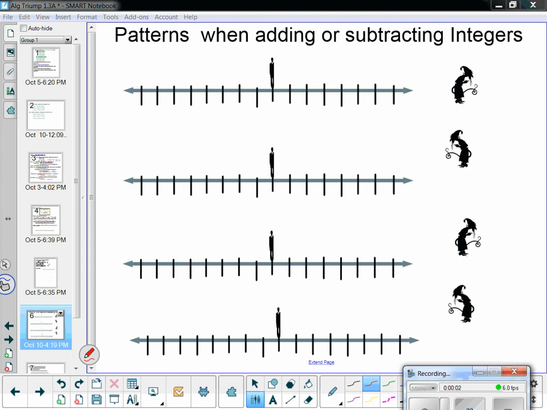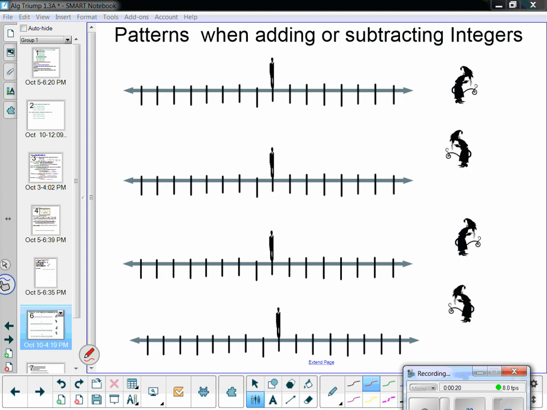Algebra 1.3, adding or subtracting integers, finding patterns. You added and subtracted many numbers in class. Now let's look at some patterns we might find while doing it. Some of you already noticed these. If not, here's your chance to see them.